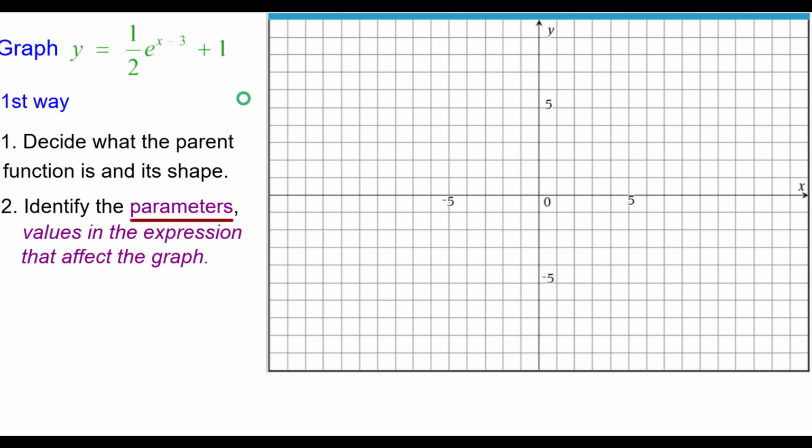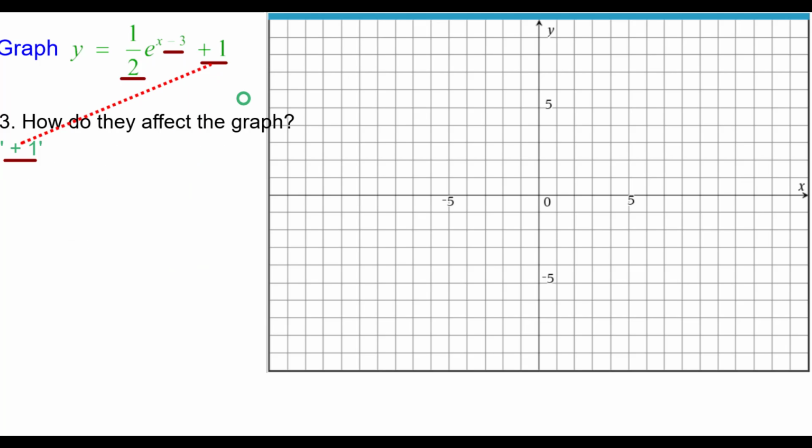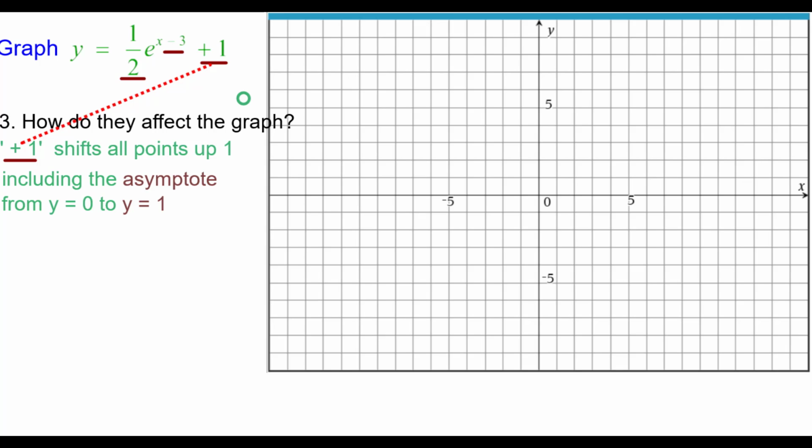Identify the parameters. Those are the values in the expression that affect the graph. There are 3 different parameters in this equation. And how do they affect the graph? Well, the plus 1 shifts all points up 1, including the asymptote, which is normally the line y equals 0, but will be at the line y equals 1.